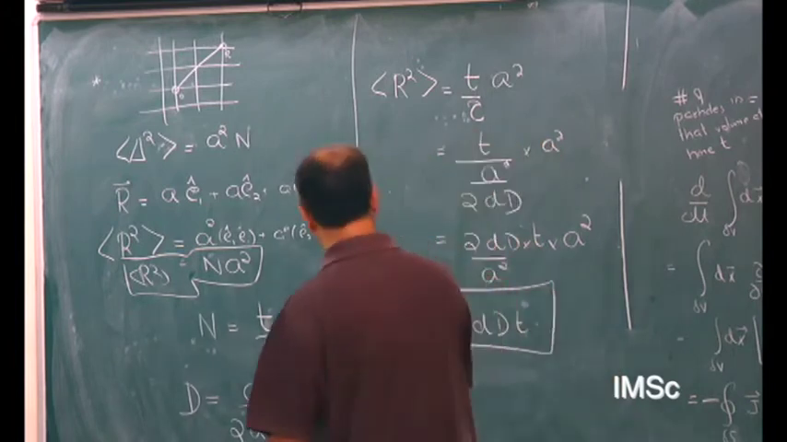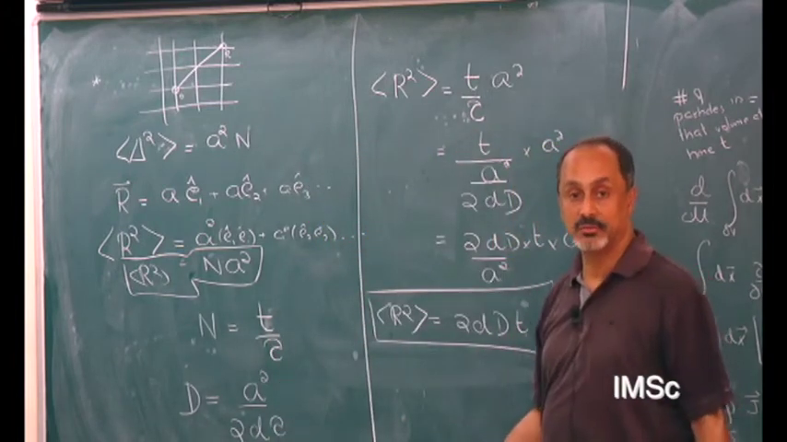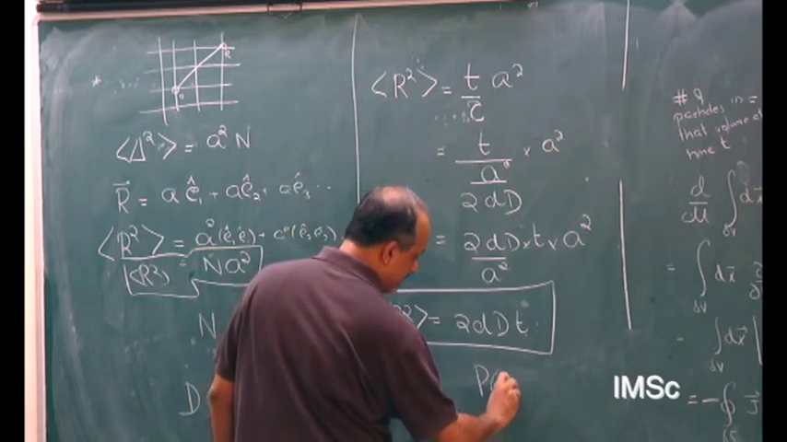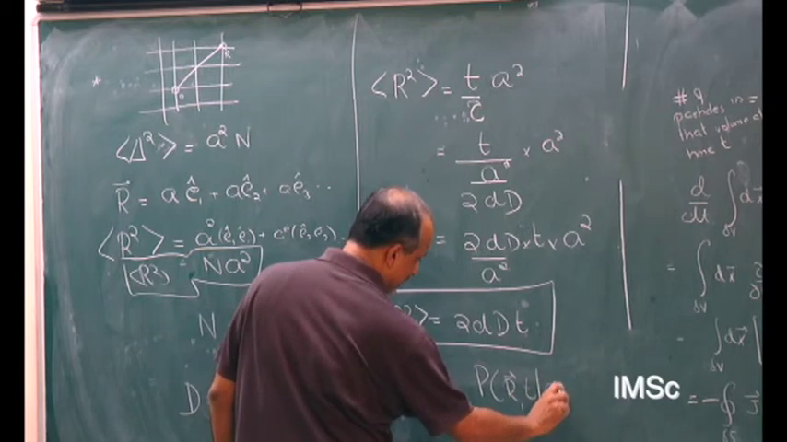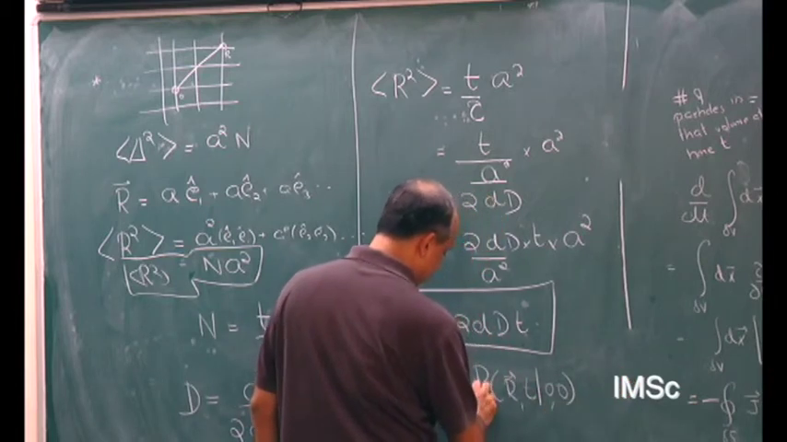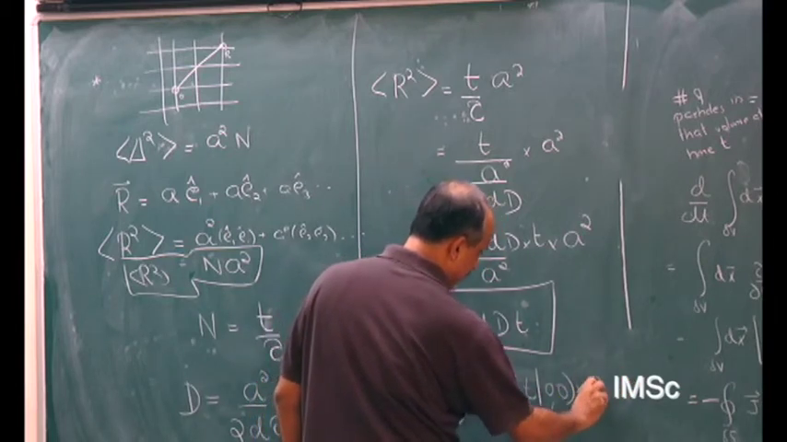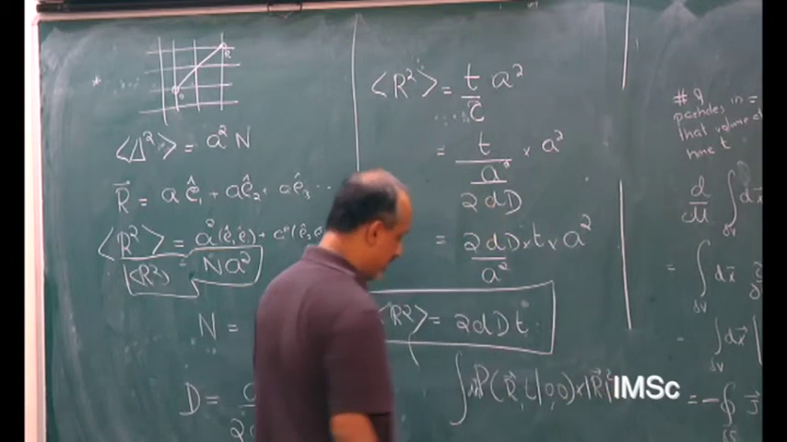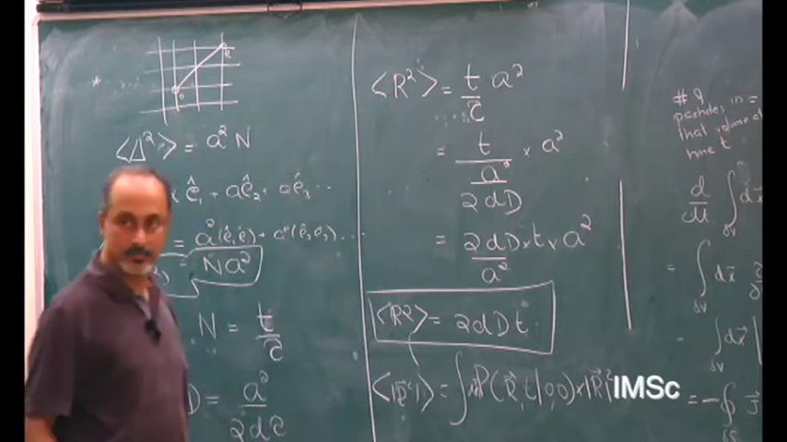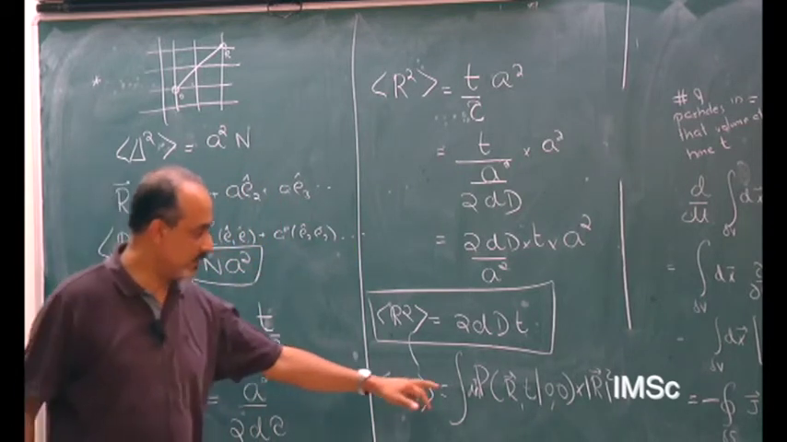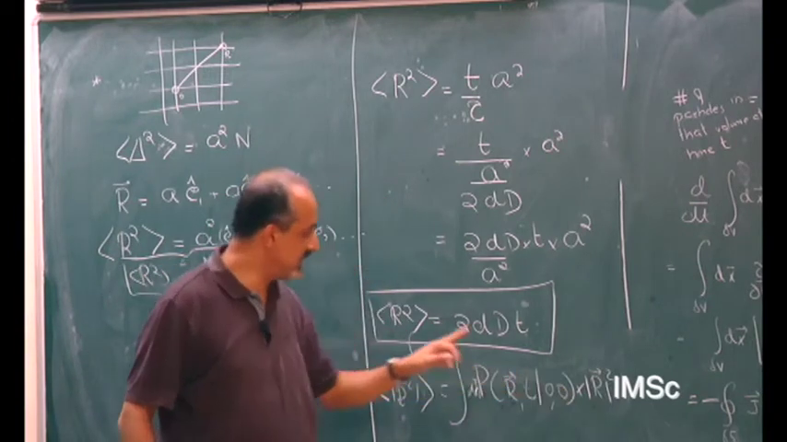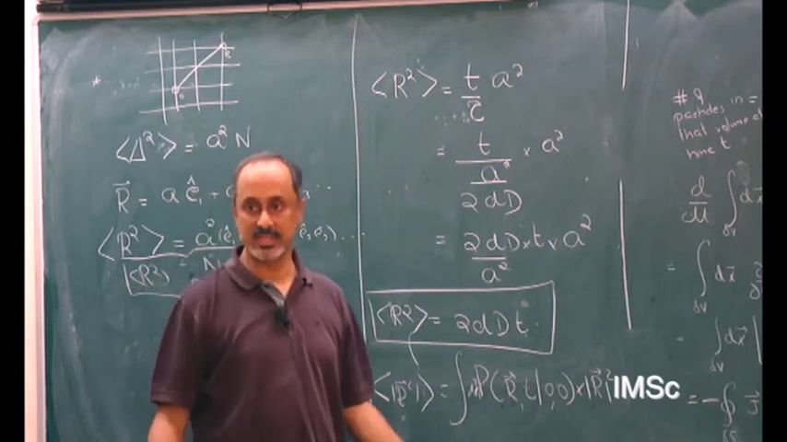It's no different from this, but this is a probability distribution of R, because the quantity on the left here is the probability of being at location R at time t, given that you started at location 0. Integrate over all values of R, so integrate over dR and multiply by R squared. This is the average value of R squared. So if I calculate this integral, then I should get back to this answer. That's what we'll have to try and see how we do.